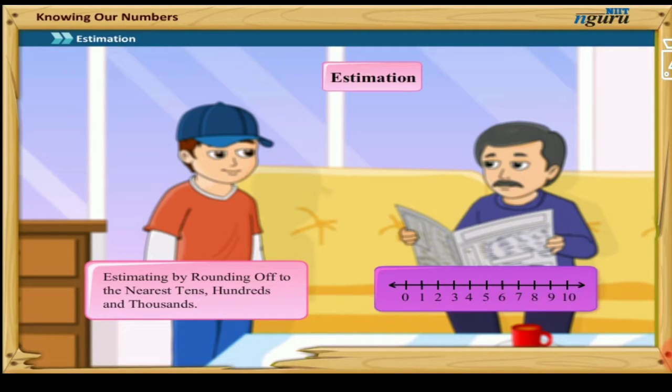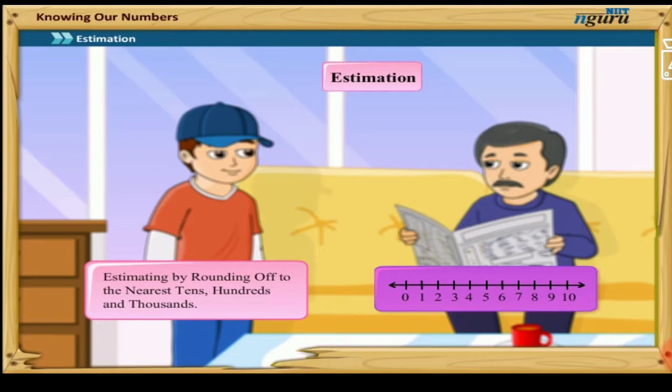Now consider the numbers from 0 to 10 on this number line. As we can see, the numbers from 1 to 4 are closer to 0, so they round off to 0. 5 is neither close to 0 nor to 10. It is in between 0 and 10, so the numbers from 5 to 9 round off to 10. Rounding off numbers like this helps us in judging the approximate value easily.